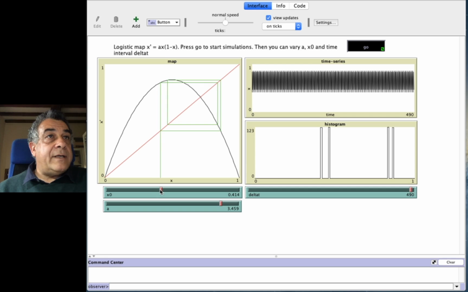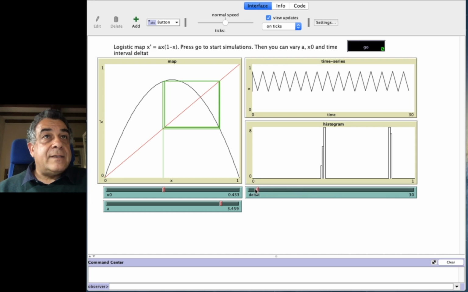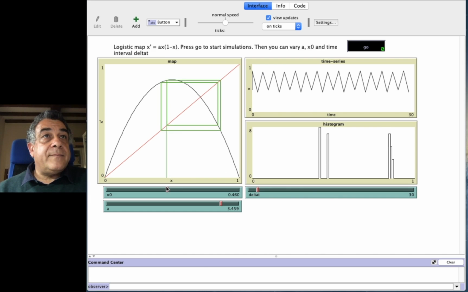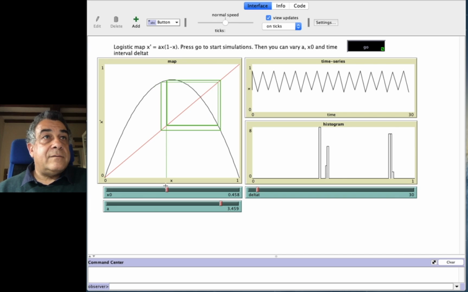Actually, you may have 2 phases. So one is this one and one is the other one. You don't see much difference, but this is the time series. You see the ta ta ta ta, or you can go in the other way. Not very different, but they have different phases.